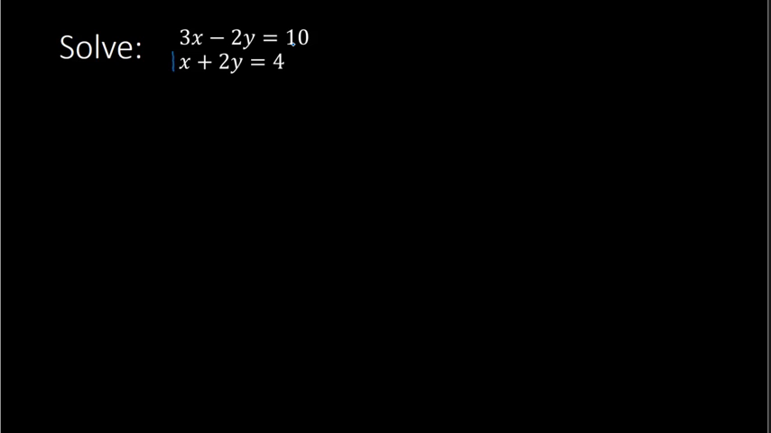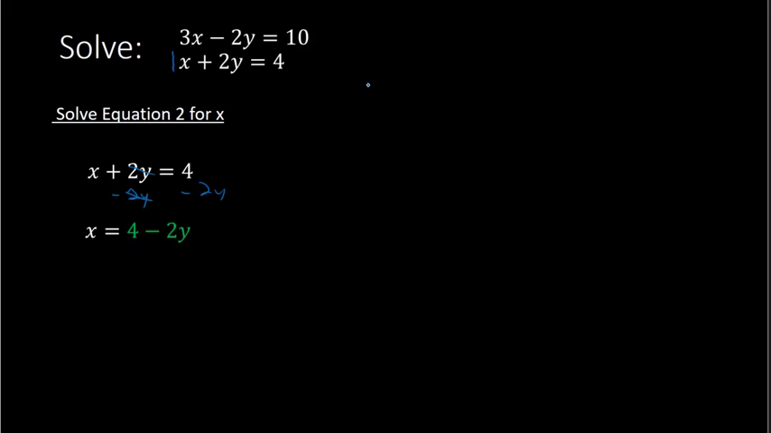So let's solve that second equation for x. We have x plus 2y equals 4. Solve for x by simply subtracting 2y from both sides. Now we have x equals 4 minus 2y.